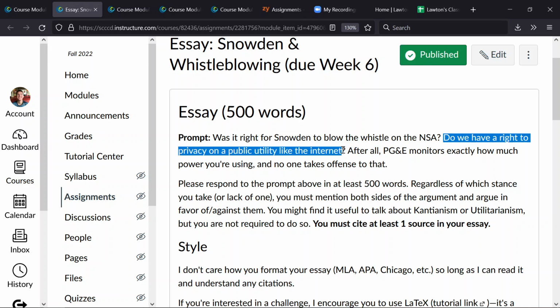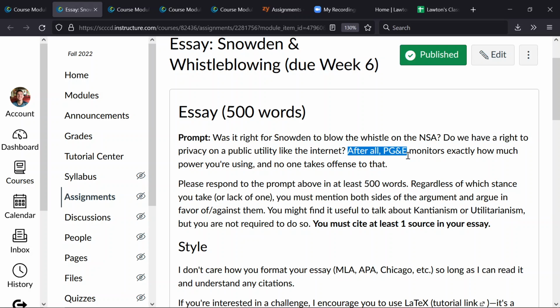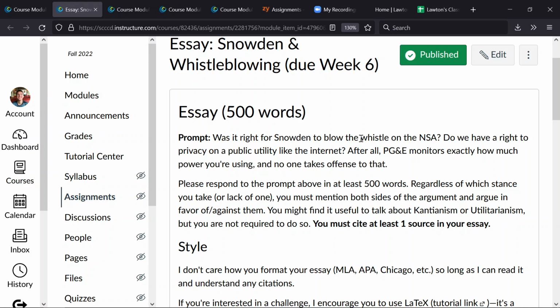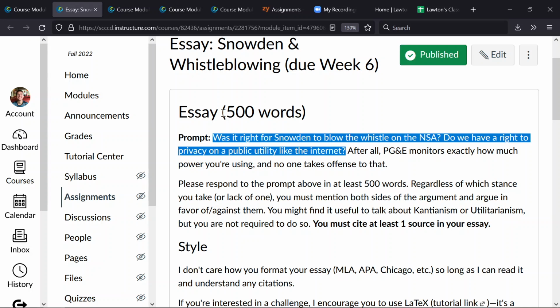Second question, do we have a right to privacy on a public utility like the internet? Because that's what it is. Everybody has a right to be on the internet these days. It's a public utility like a phone. Because after all, like PG&E, we're all getting power bills. They're monitoring exactly how much power we're using, and nobody really cares about that. Why is the internet so different? So please answer both of those questions to me in about 500 words.